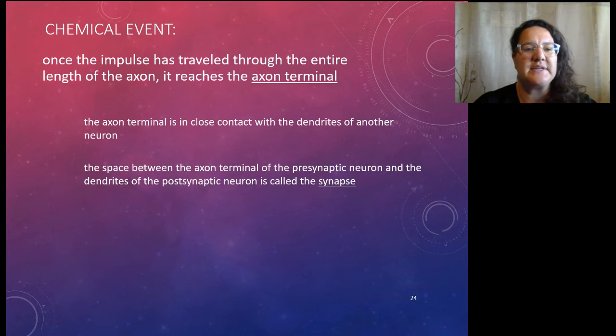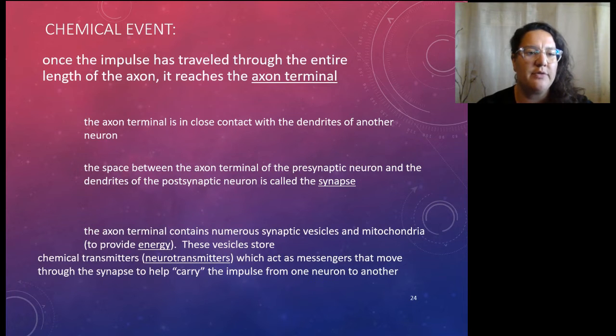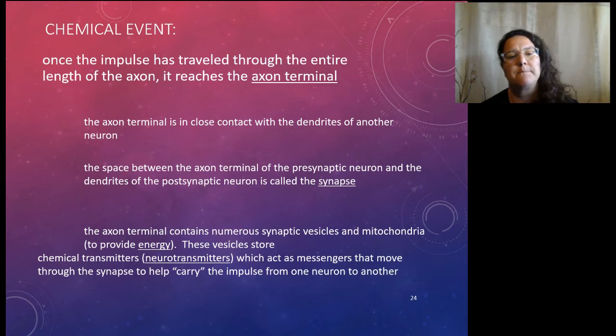A nerve impulse is also a chemical event. Once the impulse has traveled through the entire length of the axon, it reaches the axon terminal. The axon terminal is going to be in close contact with the dendrites of another neuron. The space between the axon terminal of one neuron and the dendrites of another is known as the synapse. The axon terminal can also be known as the presynaptic neuron, and the dendrites of the neuron that will be receiving the transmission can also be known as the postsynaptic neuron.